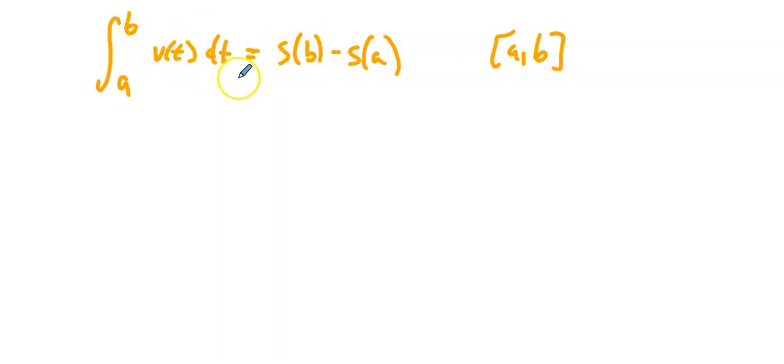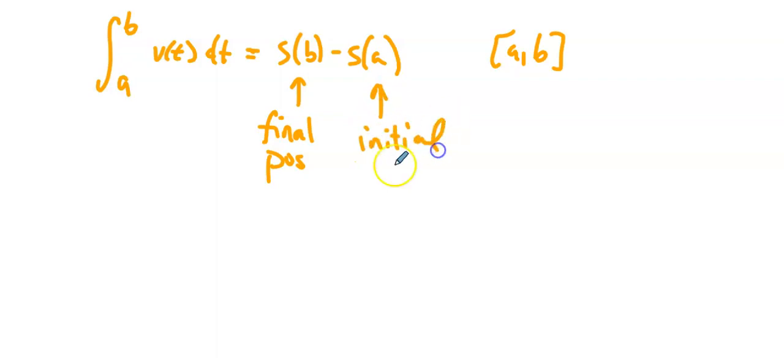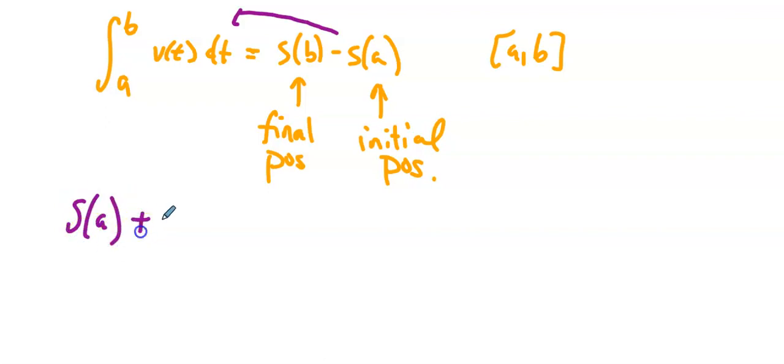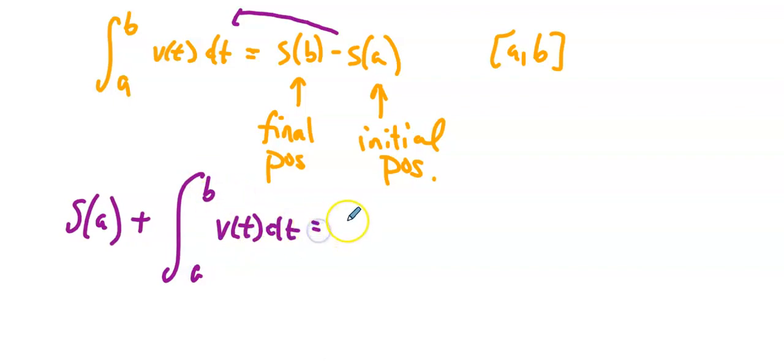So we want to just say really quickly that this is going to be your final position, and this is going to be the initial position. So all total change is taking the knowledge that you guys have for integration and your knowledge of particle motion, and we're going to move this over. We're going to take the s of a over here. We're going to add it to the other side. So we're going to have that s of a plus the total change of our velocity on the interval from a to b is going to end up equaling where we end up, our final position.